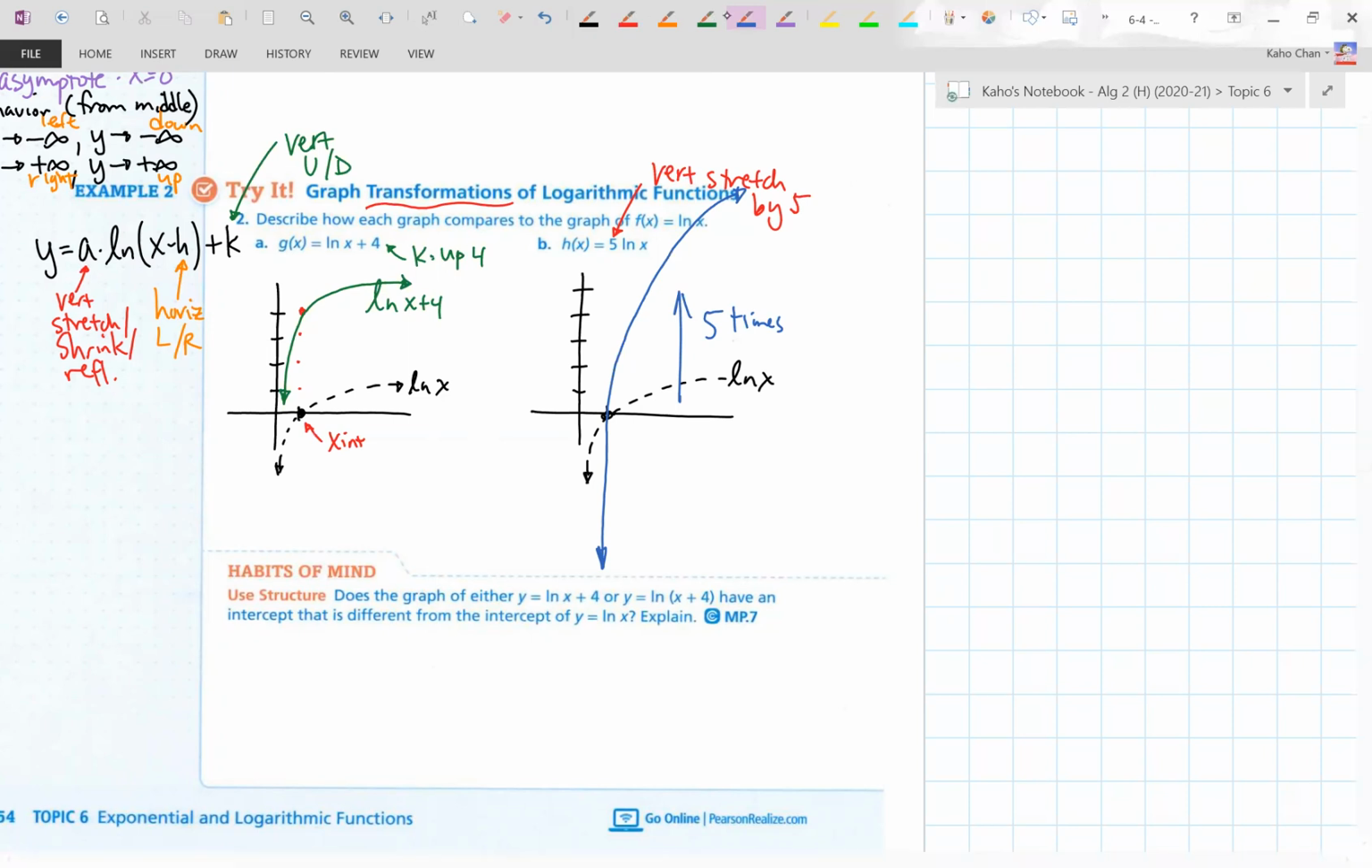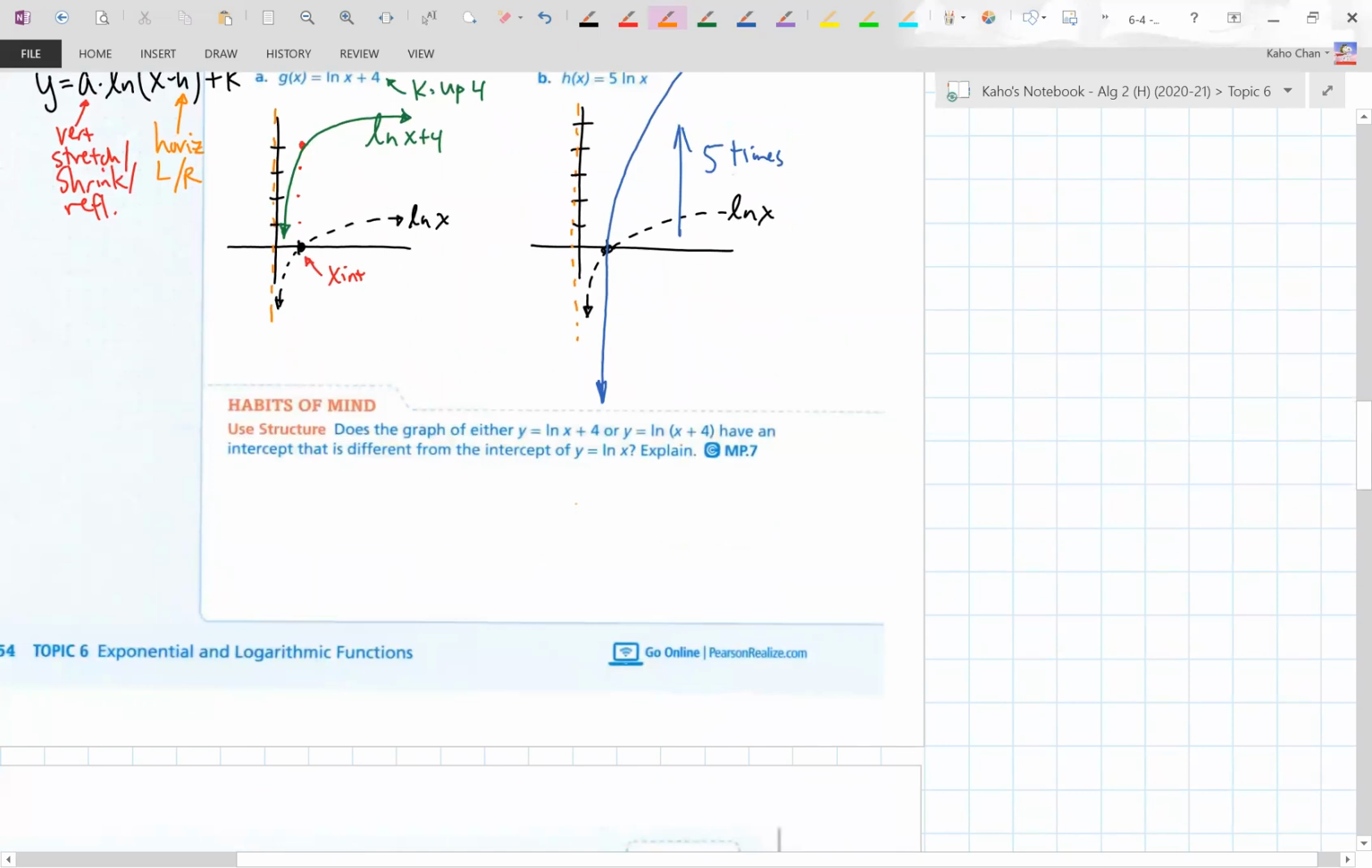And note, by the way, both of them, their vertical asymptotes didn't really go anywhere. I wanted to note that. We're not shifting left to right, just up and down and stretching it up and down, so it doesn't really change that. All right.